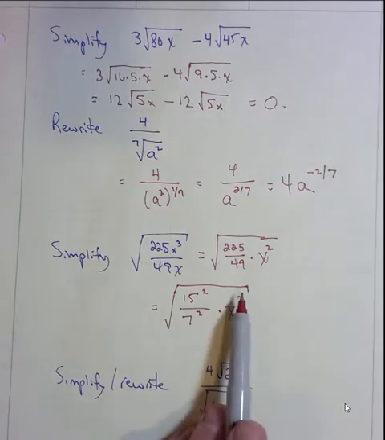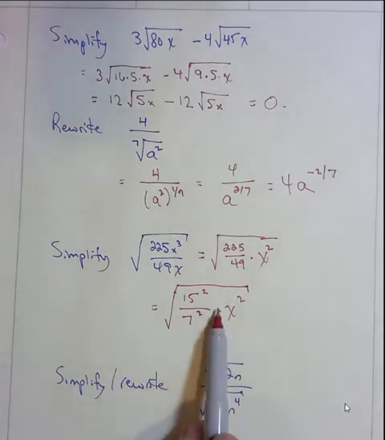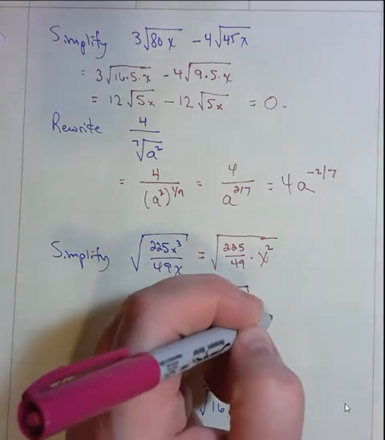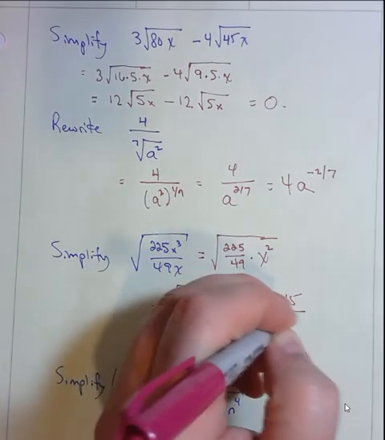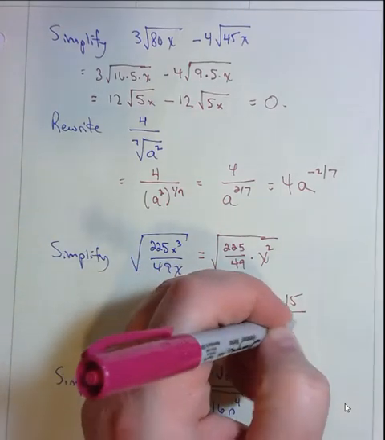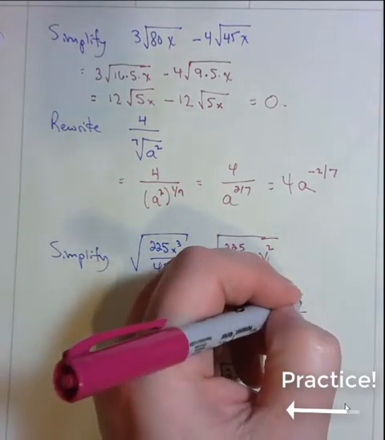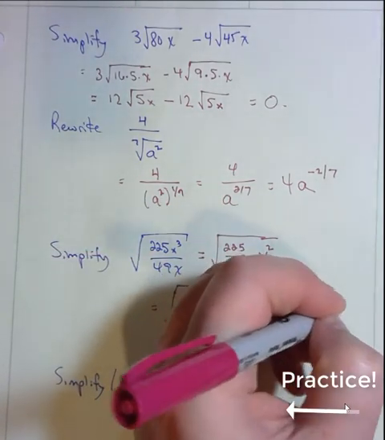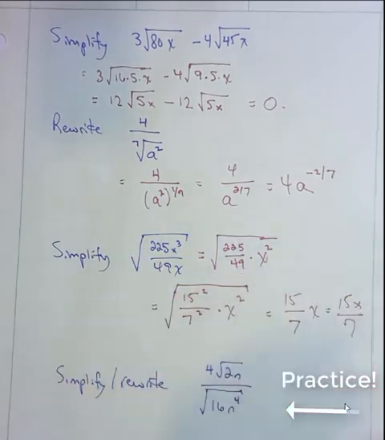The big square root can be distributed across the multiplications and divisions here. So the square root of 15 squared is 15. The square root of 7 squared is 7. And the square root of x squared is just x. And maybe we tidy that up a little bit. There we go.